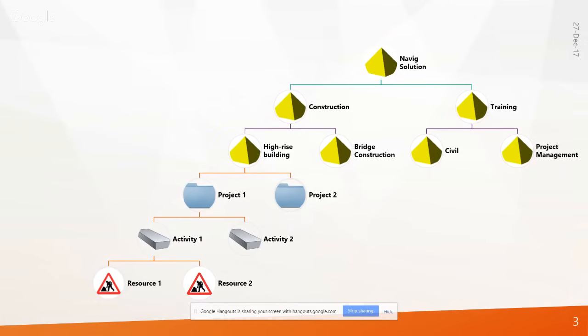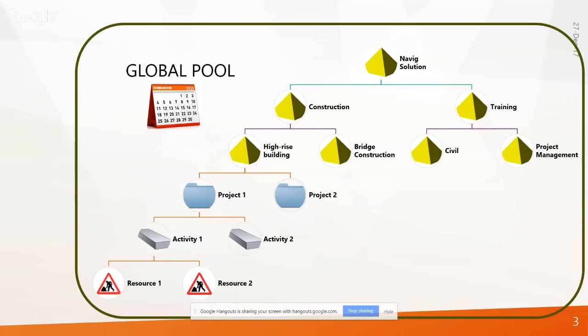Navic Solution is a company that has its business in construction. Under construction, they have a high-rise building. Let's imagine under the high-rise building, two running projects are there. Under project one, they have two activities. Under activity one, there is resource one and resource two.